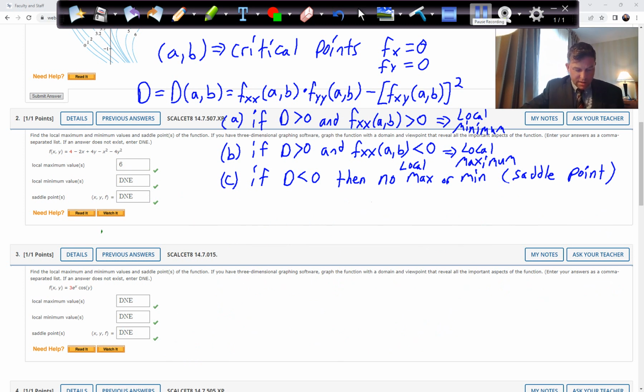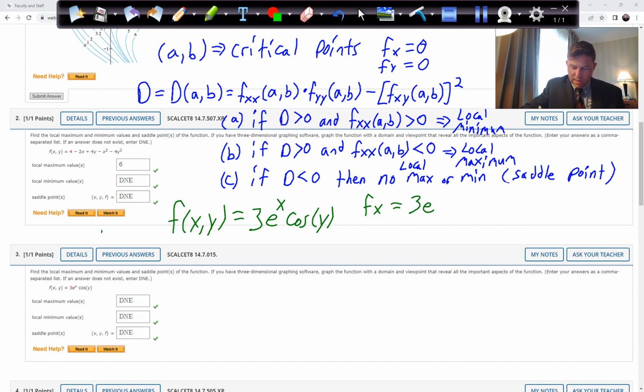Okay, in problem 3 it says find the local max and min and saddle points of the function, and the function they give us is 3e to the x cosine y. And the first thing we find is fx, which is going to be 3e to the x cosine y. So cosine y would be looked at as a constant, so it's going to stick around for the ride. So does 3. And the derivative of e to the x is e to the x. So fx does not change at all.